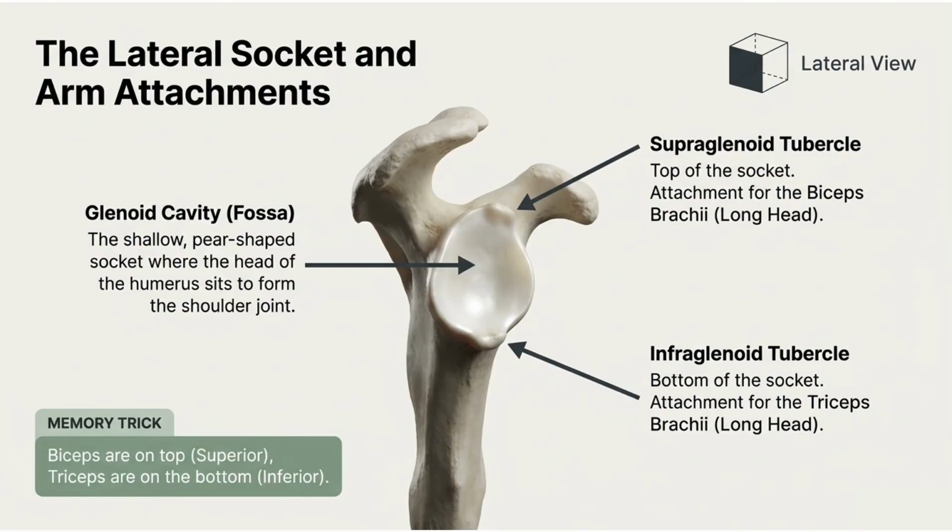Supraglenoid tubercle, top. Attachment for the biceps brachii, long head. Infraglenoid tubercle, bottom. Attachment for the triceps brachii, long head. Memory trick: biceps are on top, superior; triceps are on the bottom, inferior.